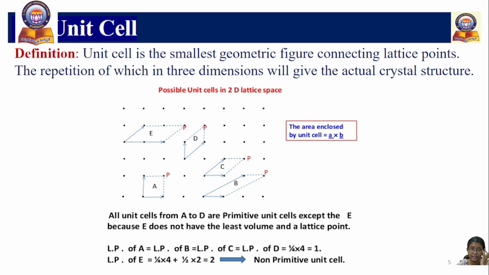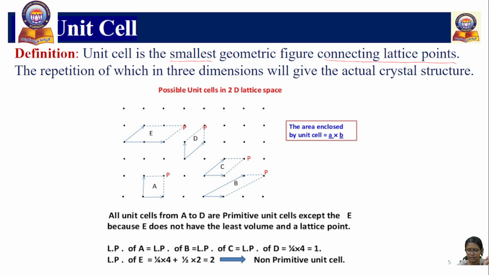Yes, a unit cell is a geometrical figure, and the important word here is smallest. So any geometrical figure you take, that is not a unit cell. It has to be the smallest possible geometrical figure connecting lattice points. Lattice points are in space, imaginary points. Now we'll connect those lattice points and form the smallest geometrical figure. Now if we repeat this geometrical figure, then we are going to get the crystal.